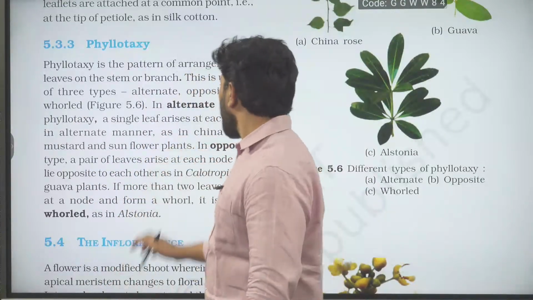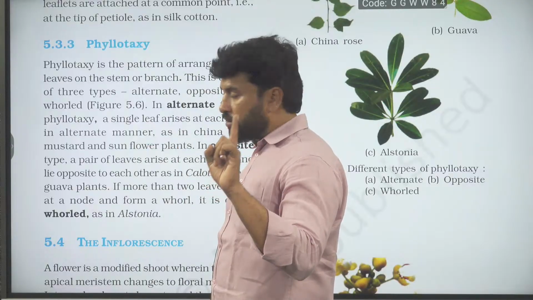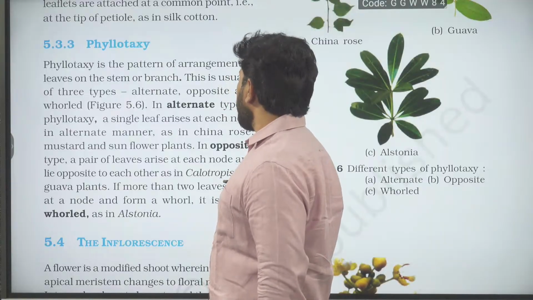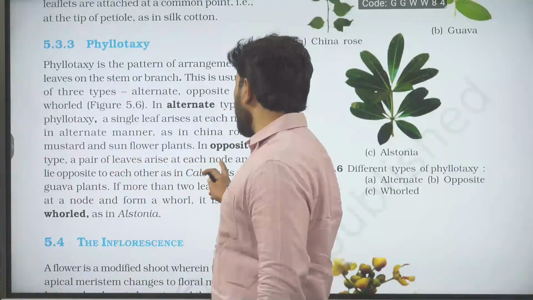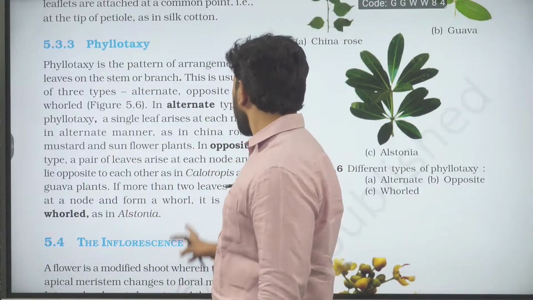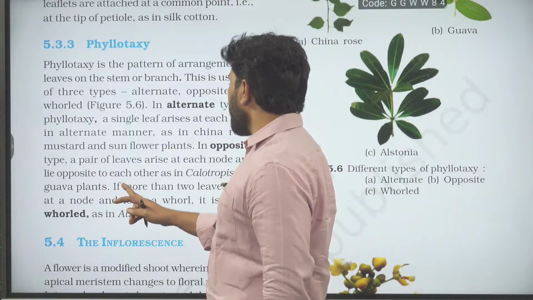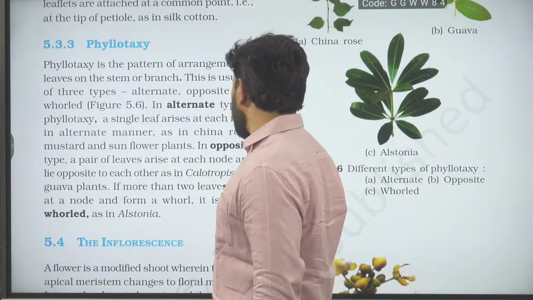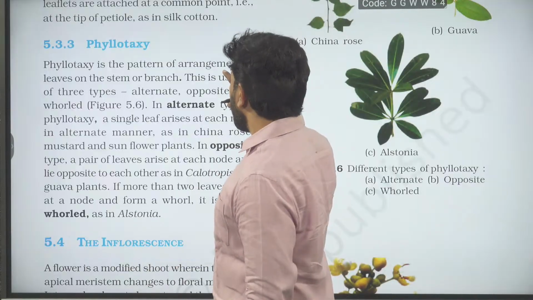Alternate type of phyllotaxy, a single leaf arises at each node. Important: one node, one leaf, in an alternate manner. Examples of alternate phyllotaxy: China rose, mustard, sunflower. In opposite type, a pair of leaves arise at each node. Careful, number of nodes are equal to number of axillary buds. In opposite type, the leaves arranged at each node lie opposite to each other, as in the case of Calotropis and guava. If more than two leaves arise at a node, it is called whole phyllotaxy, as in the case of Alstonia.